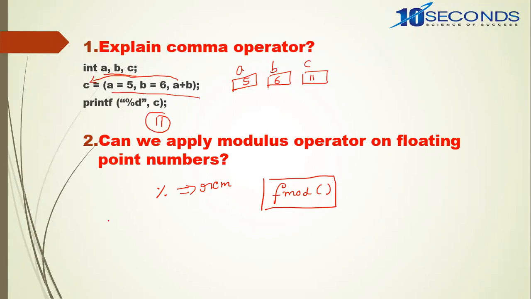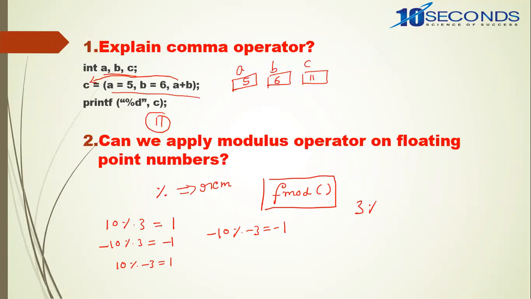So when it comes to the modulus operator, we can apply it on integers. So 10 modulus 3 is 1. The remainder is 1. Minus 10 modulus 3 is minus 1. 10 modulus minus 3 is plus 1. Minus 10 modulus minus 3 is minus 1. The moral of the story: the sign of the result is always the sign of the numerator.